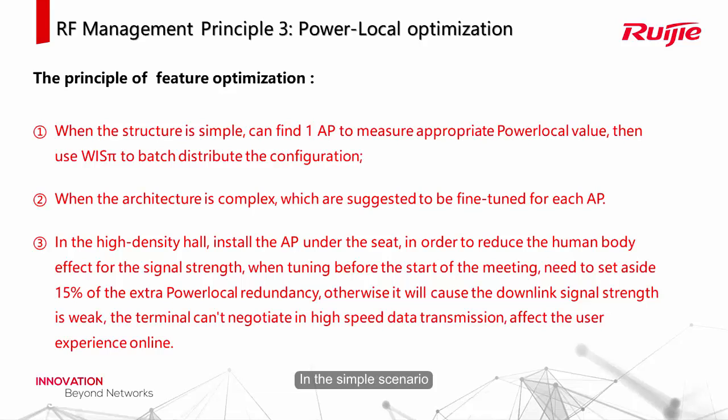In a simple scenario, we can use one AP to calculate the appropriate power local value, then use WAC to distribute the configuration in batch. For complex structures, it is suggested to fine-tune each AP. For a meeting room, we usually install the AP under the seat, so we need to reserve 15% extra power local redundancy. Because when people come in, the body will affect signal strength. Signal strength will be weak and then will affect the user experience.